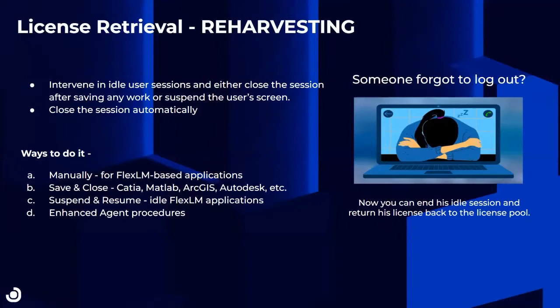So how does it help practically? If someone forgot to log out, the application would lie idle and the license is checked out but not in use. In such cases, there might be a second user in the second shift who is waiting to get a license. So you can automate the license release after a certain specific time period of idling.